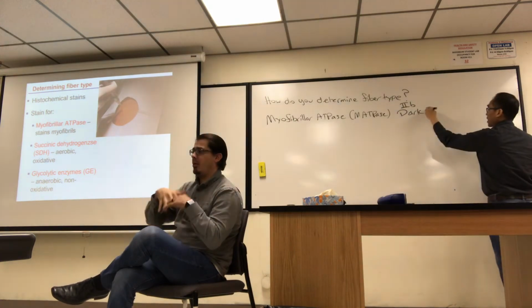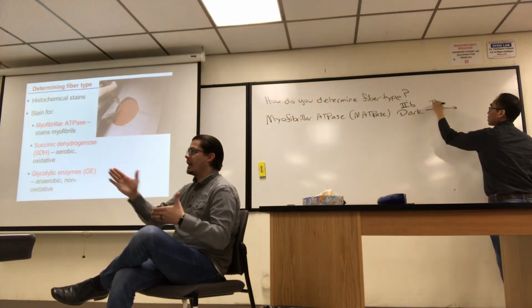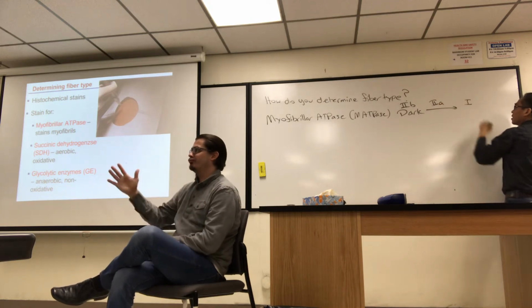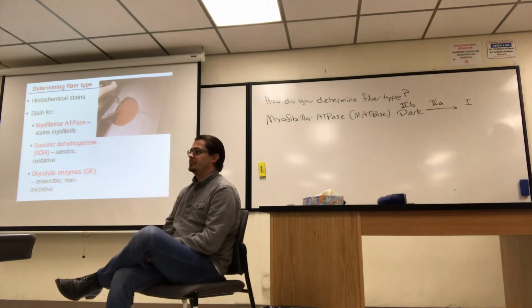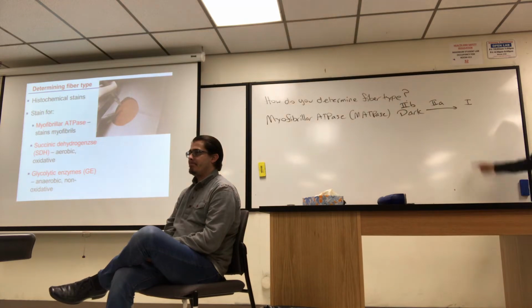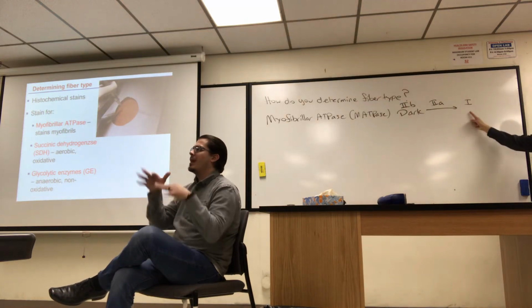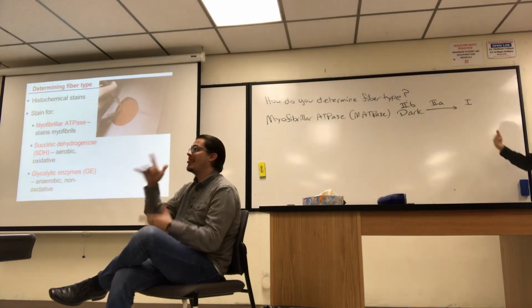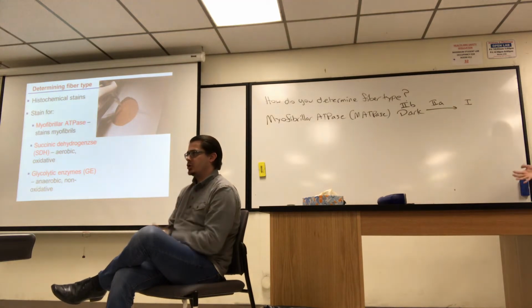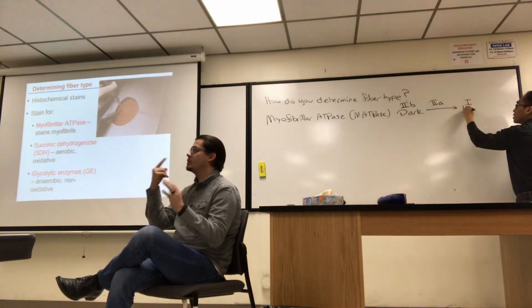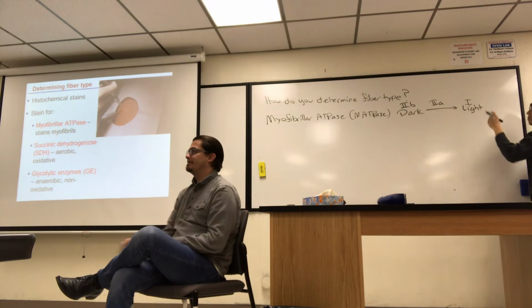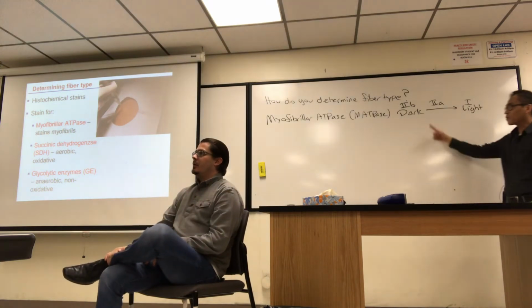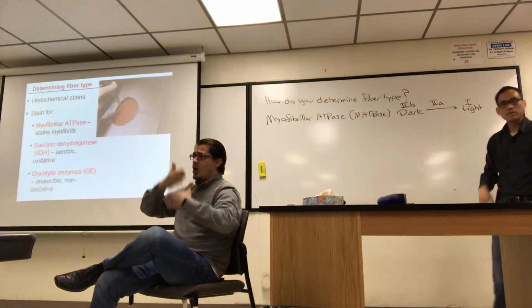And there's probably a range, based on my explanation here. How do you think a type 1 would stain, light or dark? Light. You don't expect as much. So by comparison, this would stain light. So that's a clue. Oh, it stains dark for this. Maybe it's a type 2 something.